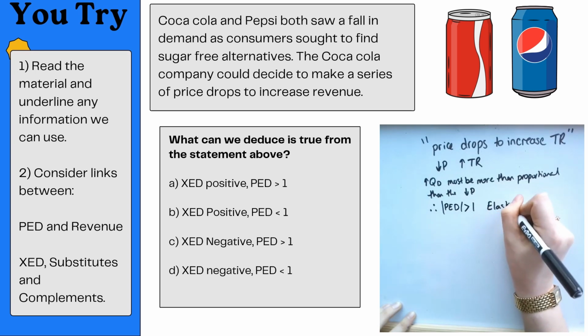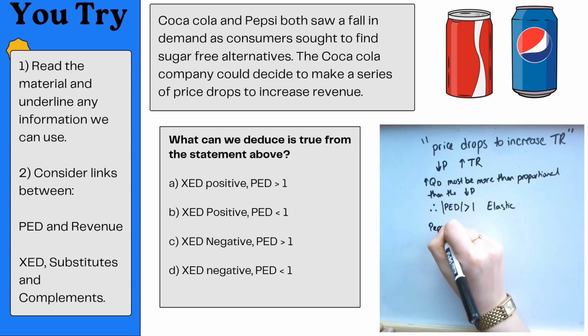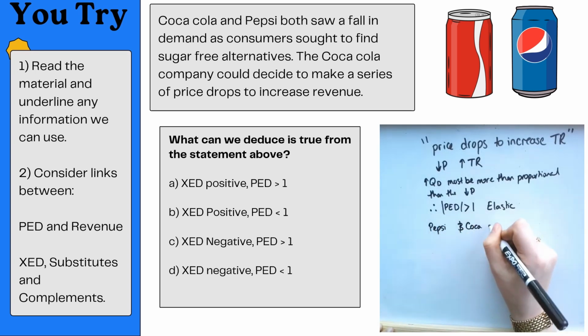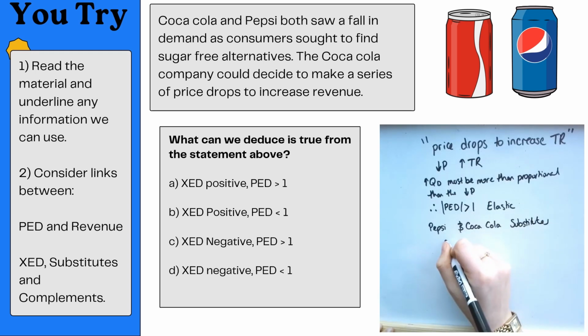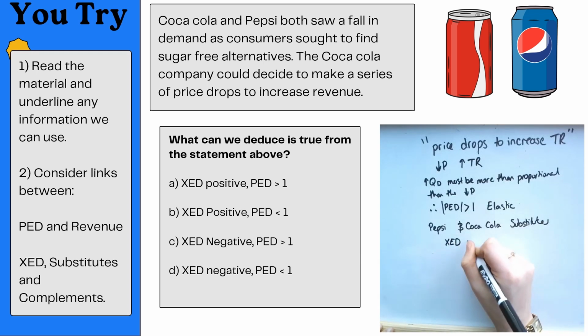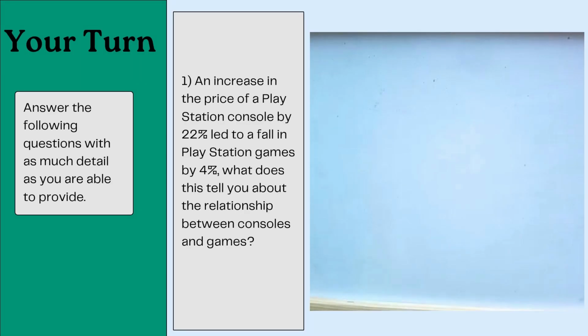In addition to this, we know that Coca-Cola and Pepsi are substitute goods. They will expect a level of understanding and common sense. We know that substitute goods have an XED that is positive, and if we have a look at the options available to us, we can see that option A has a positive XED and a PED that is greater than 1.